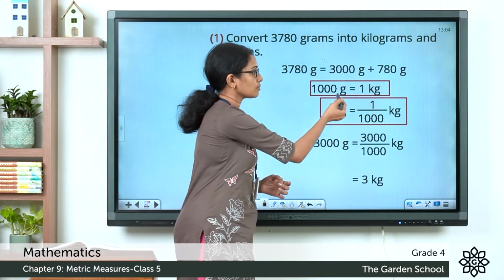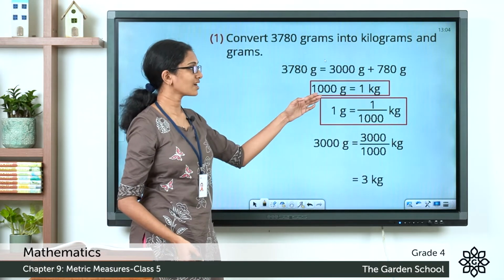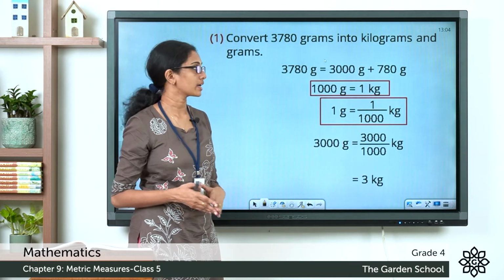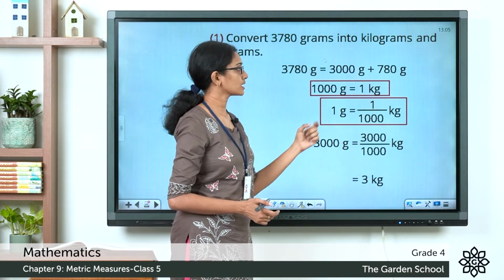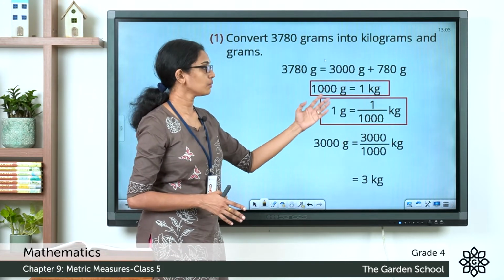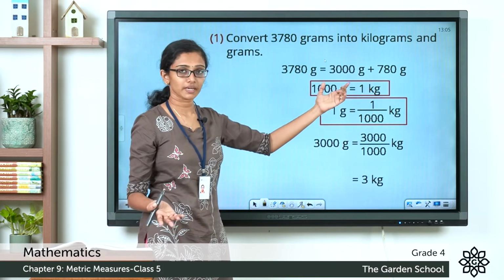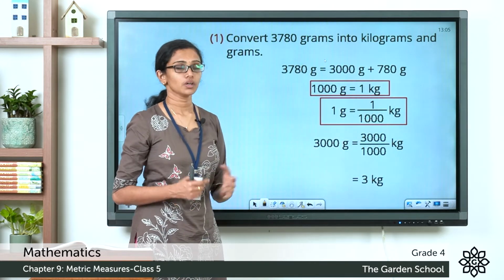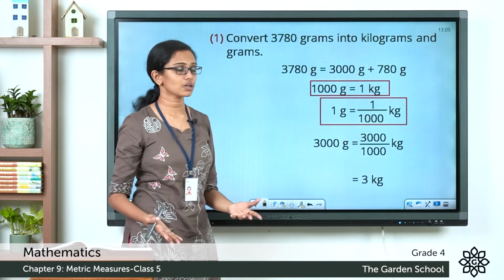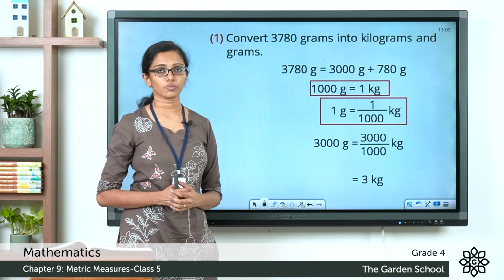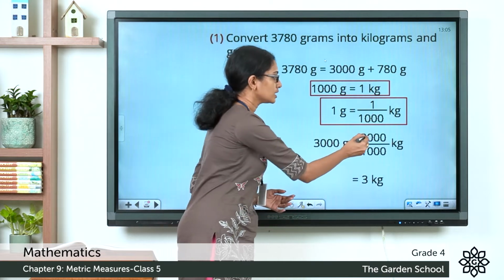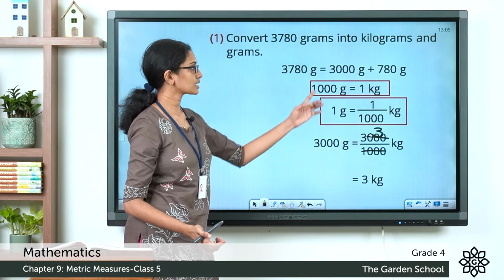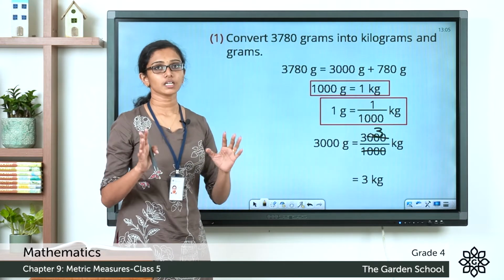See, you are changing from gram to kilogram, a smaller unit to a bigger unit. Smaller to bigger, what do we do? We have to divide. So dividing this 3000 gram. To get 1 gram, what did we do? We divided both sides by 1000 and we got 1 gram is equal to 1 by 1000 kilogram. So what would be 3000 gram? 3000 gram would be 3000 by 1000 kilogram. And what is 3000 by 1000? It is equal to 3 kilogram. So we have represented this 3000 gram as 3 kilogram.